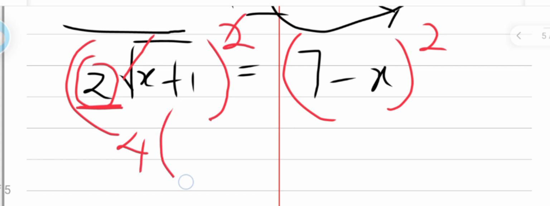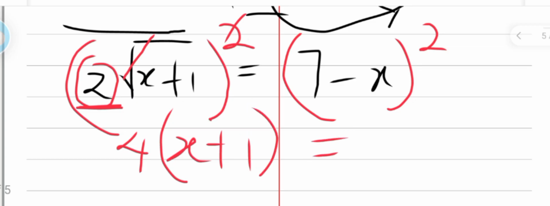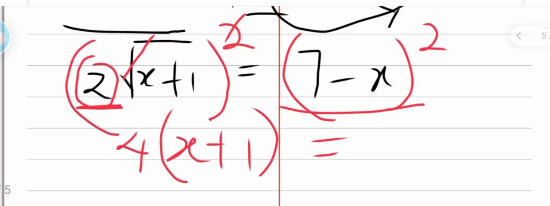Then we have, now the square root is gone, but the x plus 1 is still there, equal to the right hand side. Now with the right hand side, this thing that we have here means 7 minus x multiplying itself 2 times. So if 7 minus x is multiplying itself 2 times, you can use Pascal's triangle to do it. And I believe by now we are okay with it. And you can either use the spread or the FOIL method to do it.